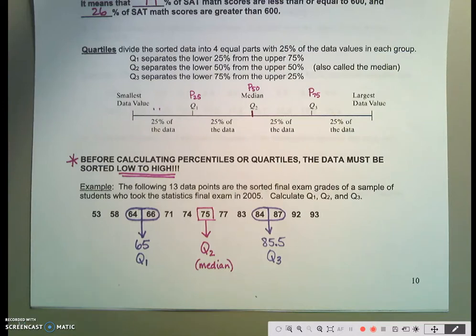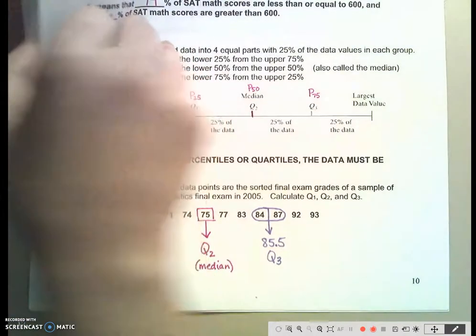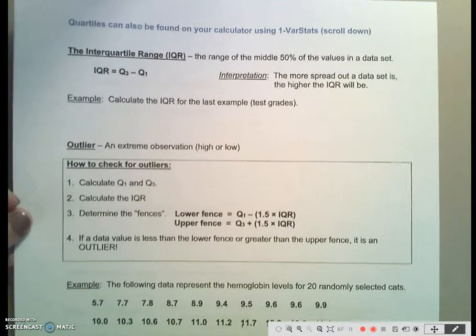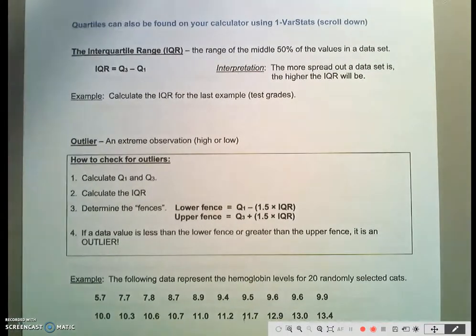But if you had a ton of data, it would be much easier to just use the calculator. And you already know where to find it on the calculator. You go to 1-Var Stats. I mean, this is no big surprise. 1-Var Stats is where all of your statistics are. And at the bottom of 1-Var Stats, you may remember that there were some Qs in there, and you probably didn't understand what they were at the time. And now you know that those are quartiles.